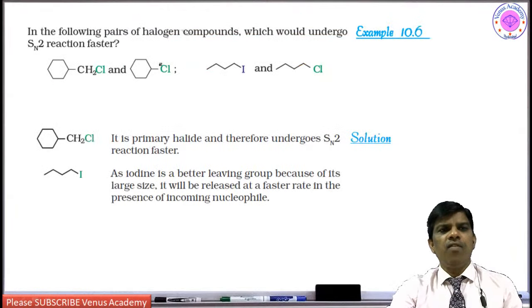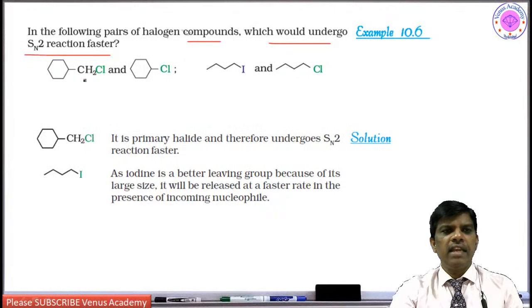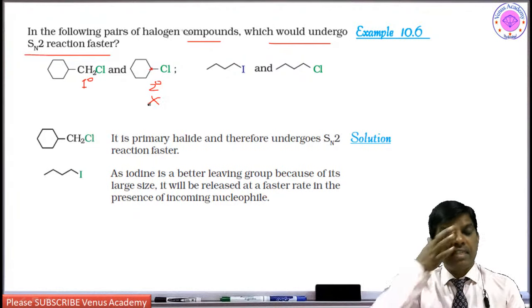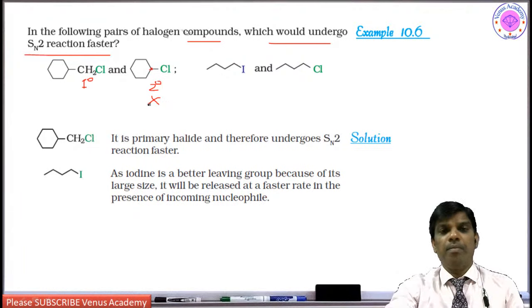Let us take the following pairs of halogen compounds and see which would undergo SN2 reactions faster. So what is the carbon here? It is a primary carbon, and primary carbon easily undergoes SN2. And what is this? It is a secondary carbon. So is SN2 possible? No, this does not undergo SN2. It undergoes SN1 type mainly.